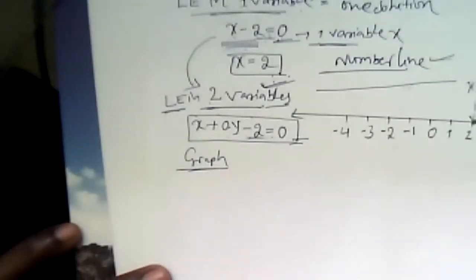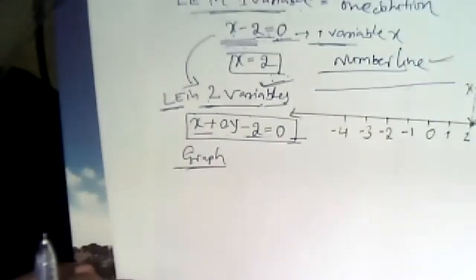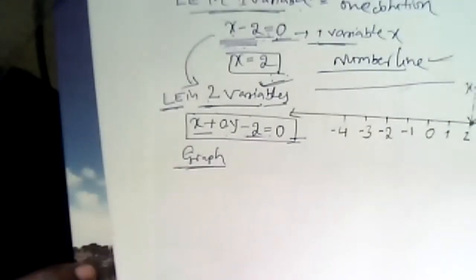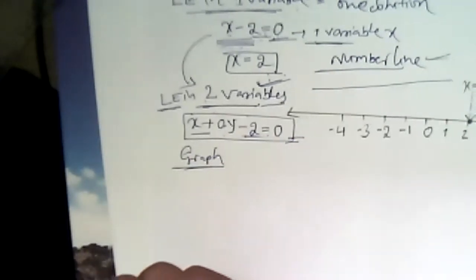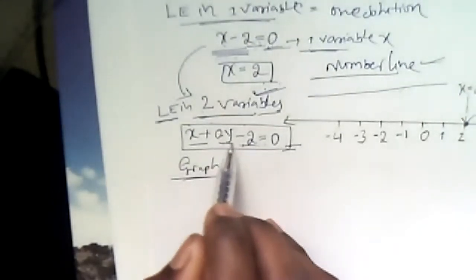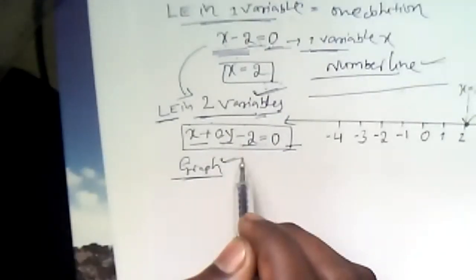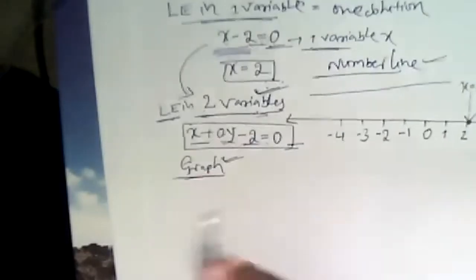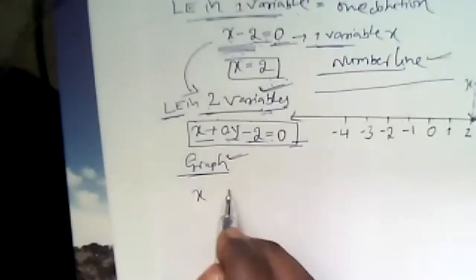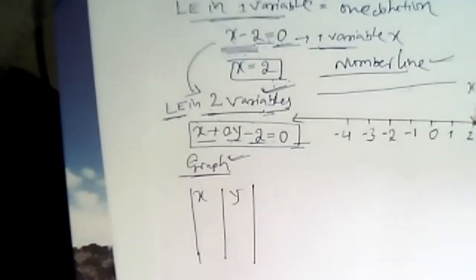How to represent the graph for this type of equation? Here the y coefficient becomes 0. How to represent it and what are the properties of the graph? Now we are going to study this linear equation in two variables. To plot the graph, first we should construct a table, for x values and y values, like this.